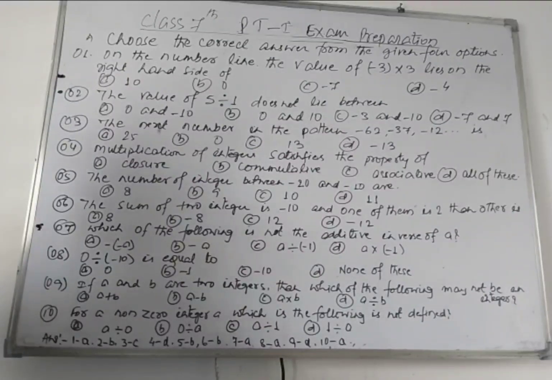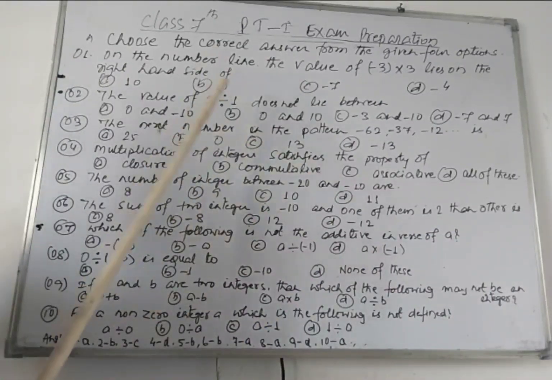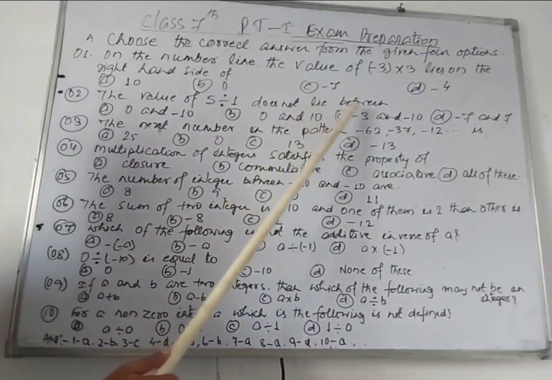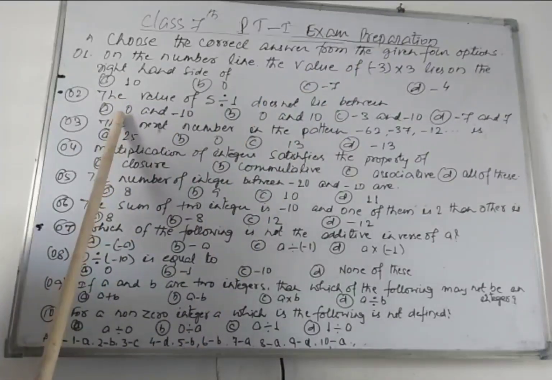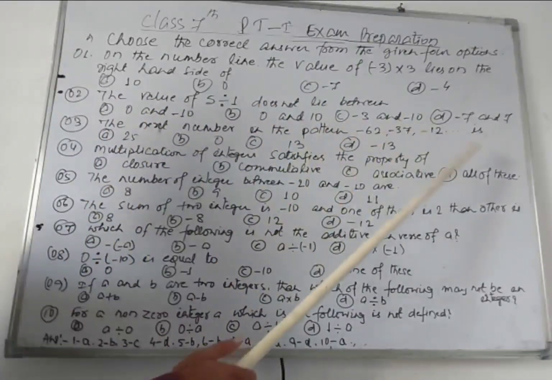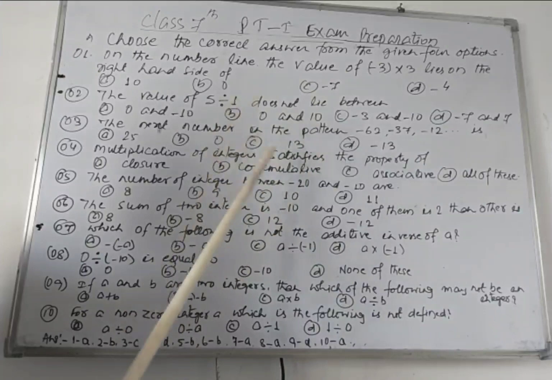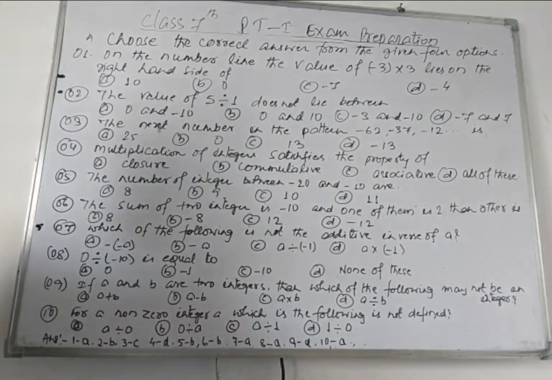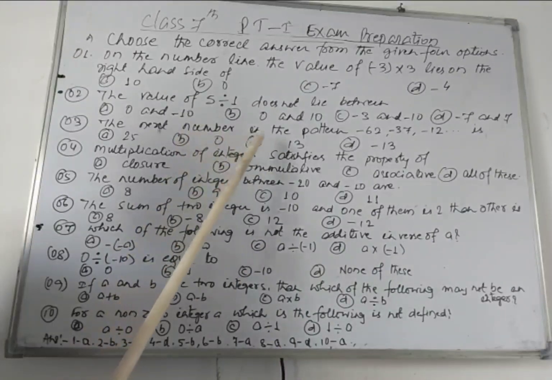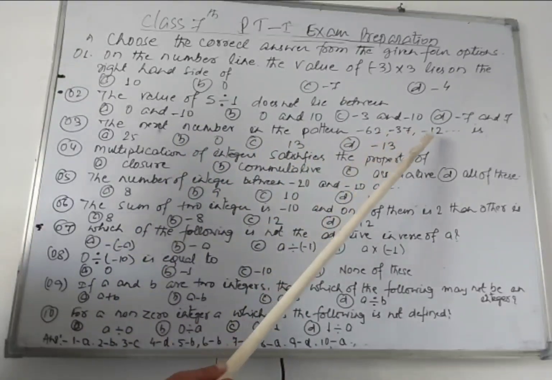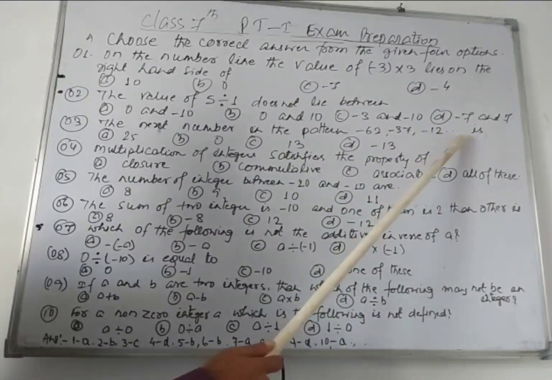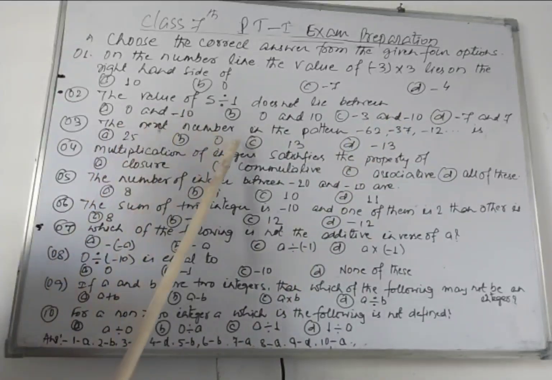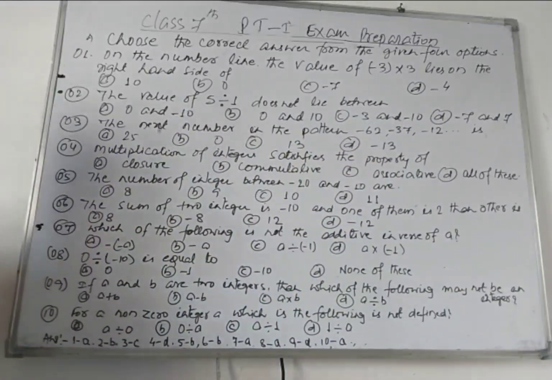This value, the value of 5 divided by 1 does not lie between this. Four options are there. In these four options, between which does it not lie? The next number in the pattern, like this pattern here, the next number will be what? Options are given like this.